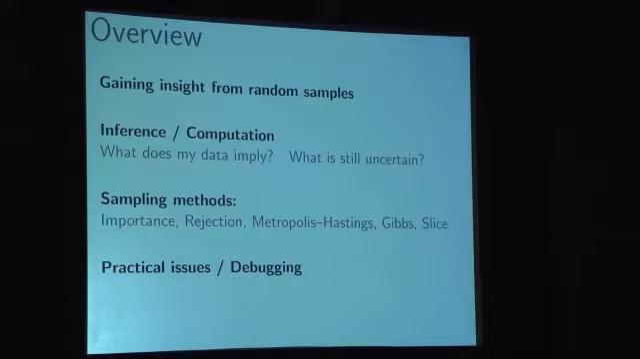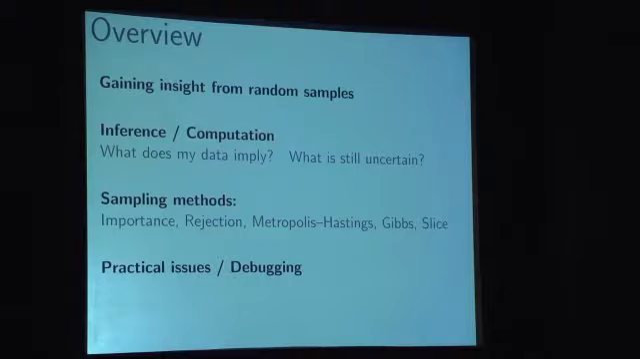As I said, we're going to look at importance sampling, rejection sampling, and these algorithms called Metropolis-Hastings, Gibbs, and slice sampling. One of the most important things with any method is how do I actually run it so that I get correct answers. So I'll talk a bit about that at the end.